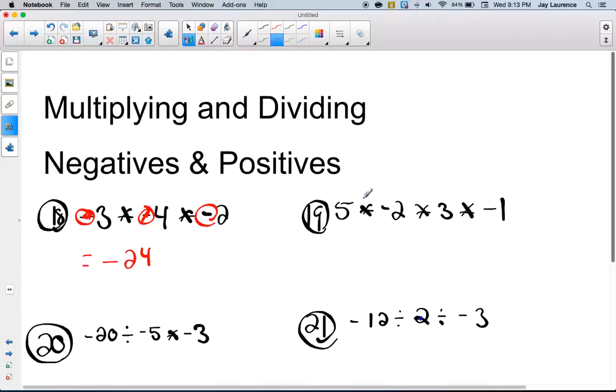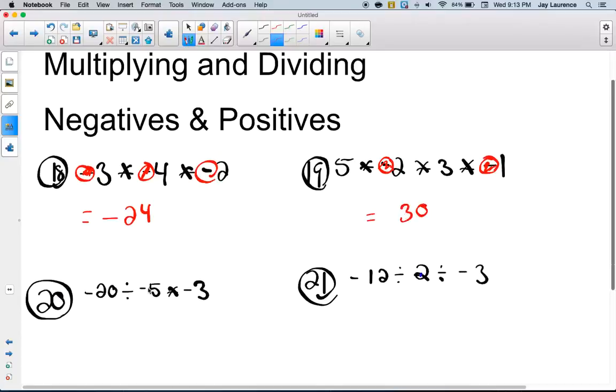Let's try that on number 19. All right, I don't see a negative here. I'm going to circle that negative. No negative here. No negative here. Oh, there is a negative there. I've got a pair of negatives. I'm going to cancel them out. And now all I'm going to do is go 5 times 2 is 10, times 3 is 30, times 1 is 30. The answer is going to be positive 30 because there are no negatives left. Every pair cancels each other out.